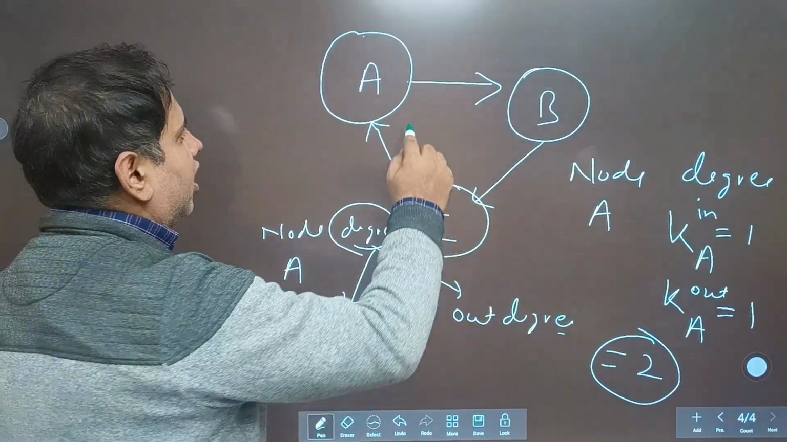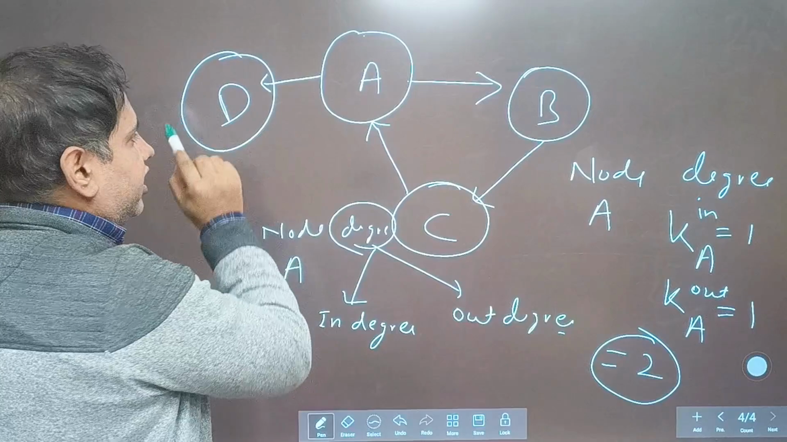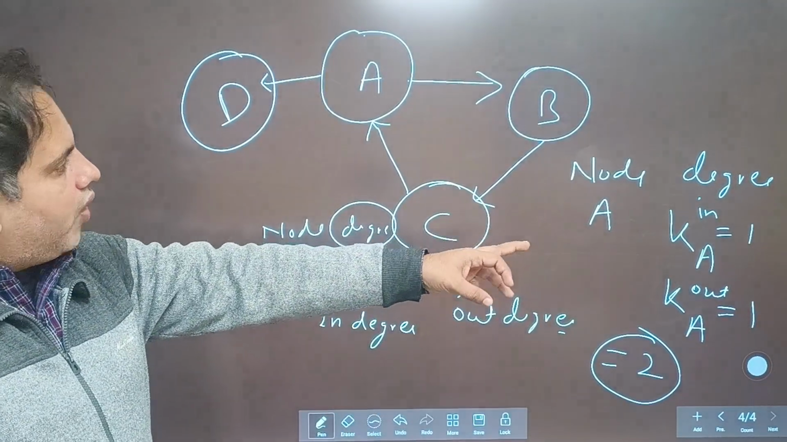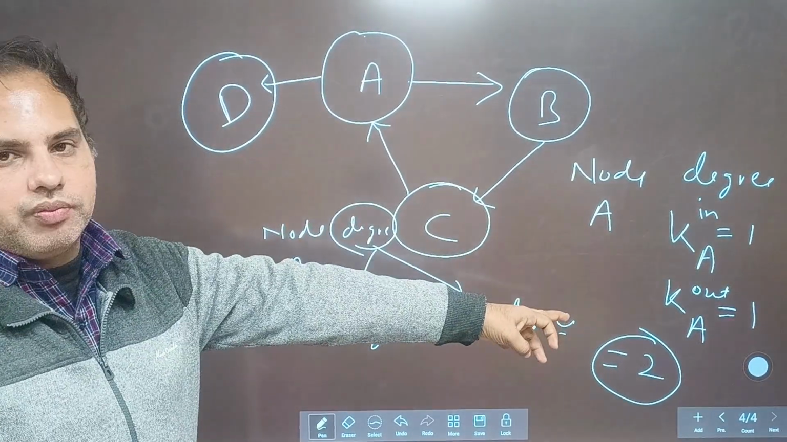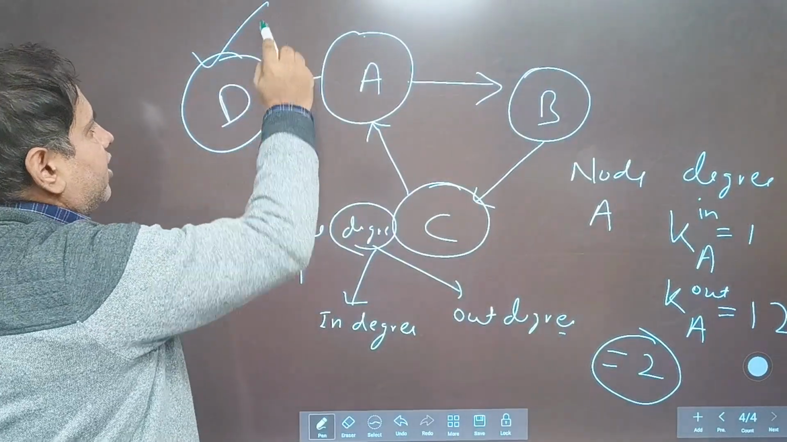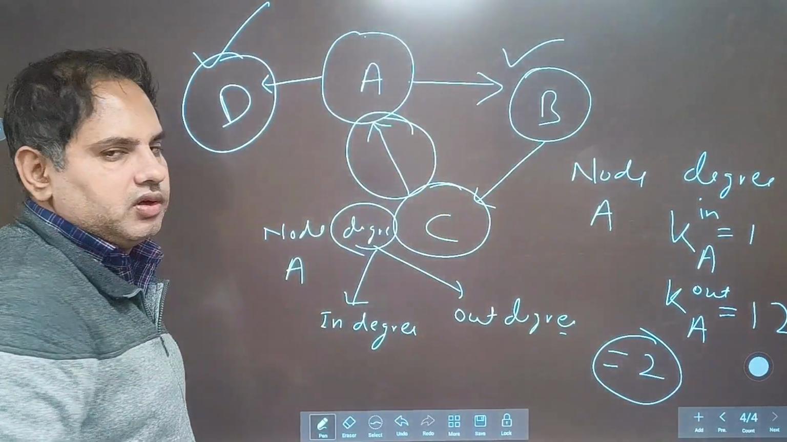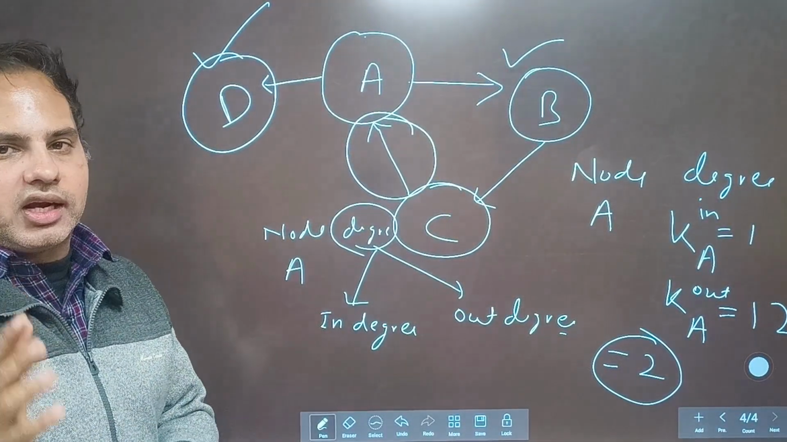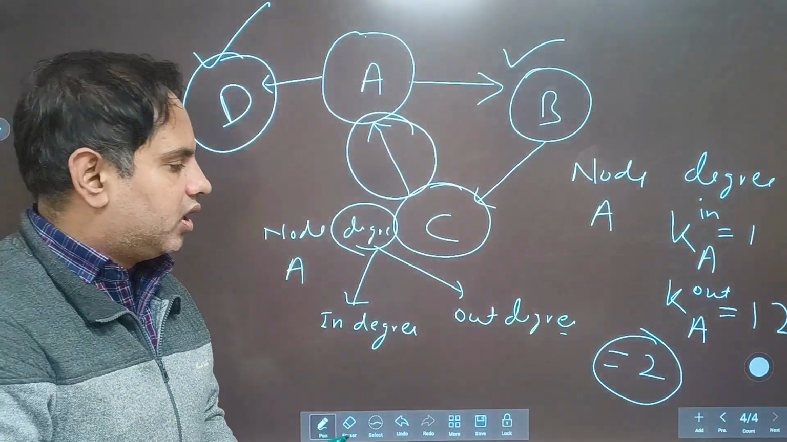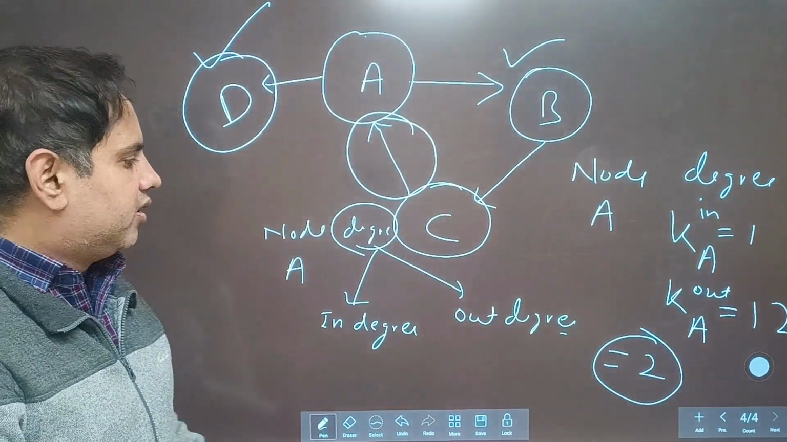For example, there is one more connection here, and this is A, B, C, and this is D. In this case, the in-degree is only 1, but the out-degree becomes 2, because the out-degree is this one and this one as well, and the in is only this one. So when we talk about a directed graph, we are talking about in-degree and out-degree, how many in and how many out. By summing them, you will get the total degree.